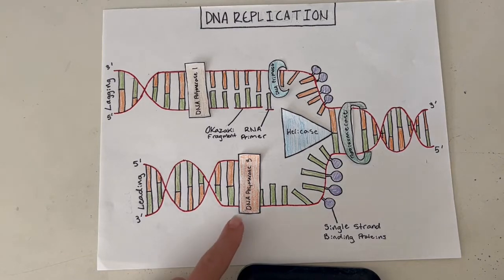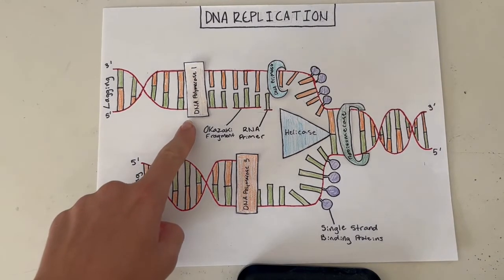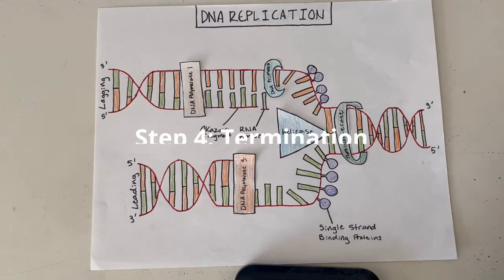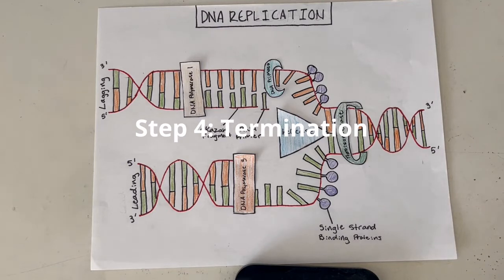In this step, DNA polymerase 3 is the main enzyme catalyzing the 5' to 3' polymerization of the DNA strand during replication, whereas DNA polymerase 1 is the main enzyme for repair, removal of primers, and filling the gaps in the lagging strand. The fourth and final step to DNA replication is termination.